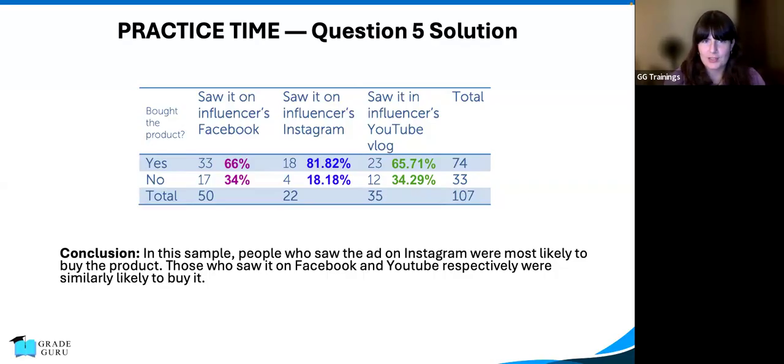Everyone comfortable with this question? Comfortable with the conclusion as well? Give me a thumbs up.